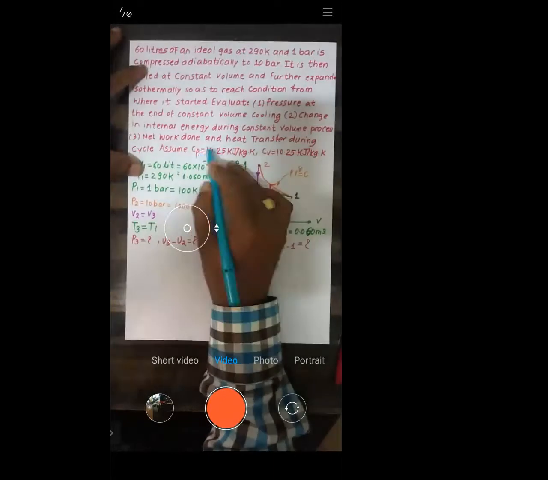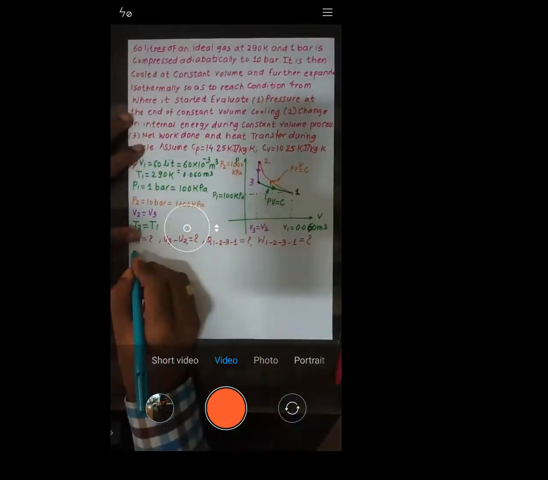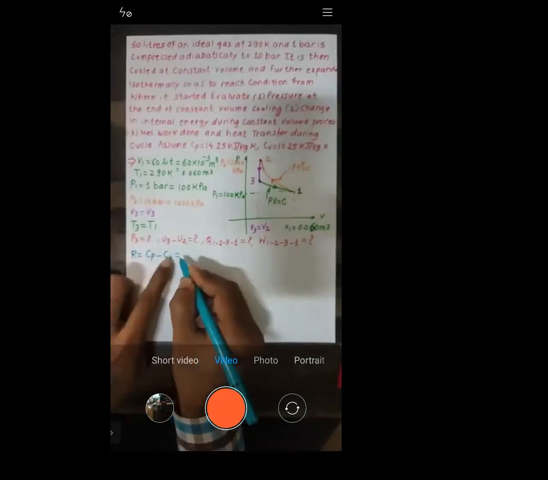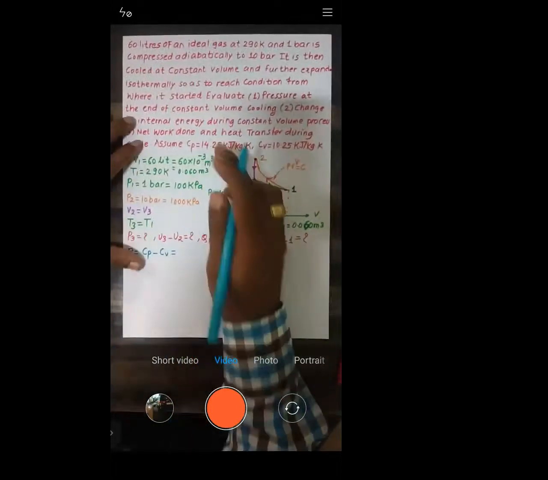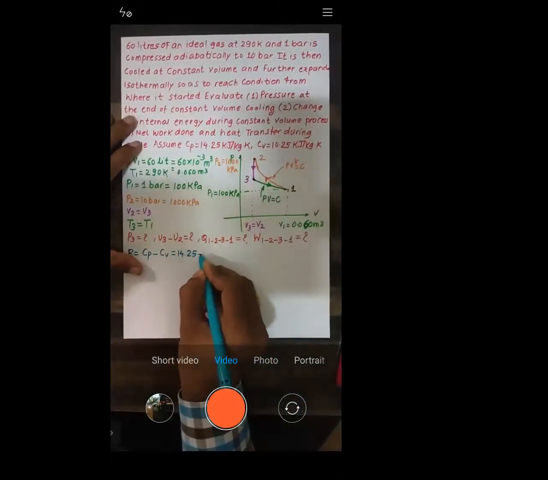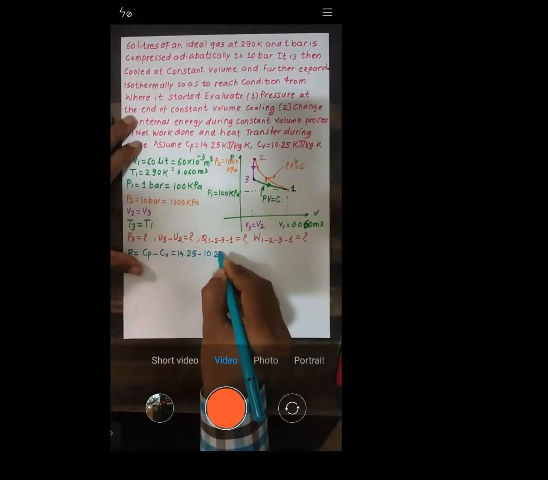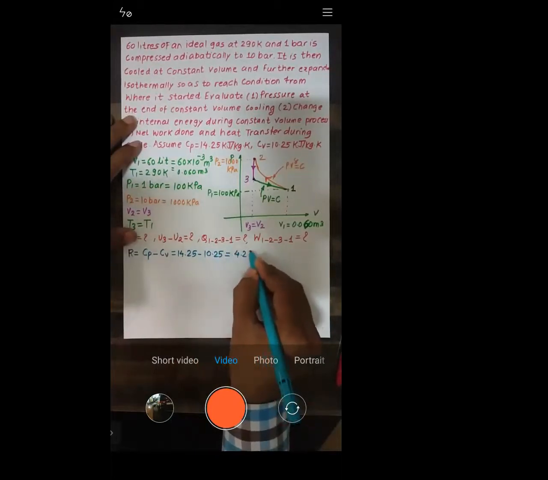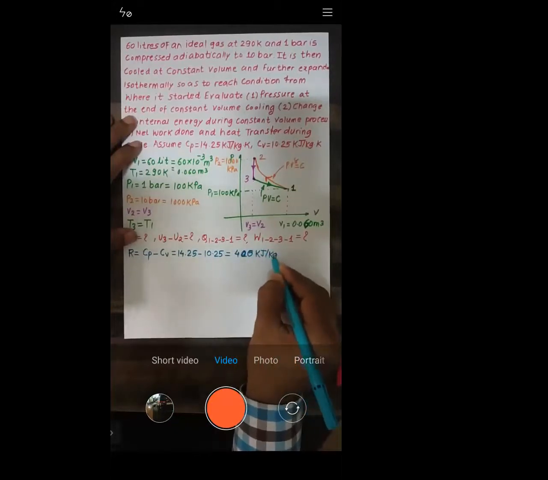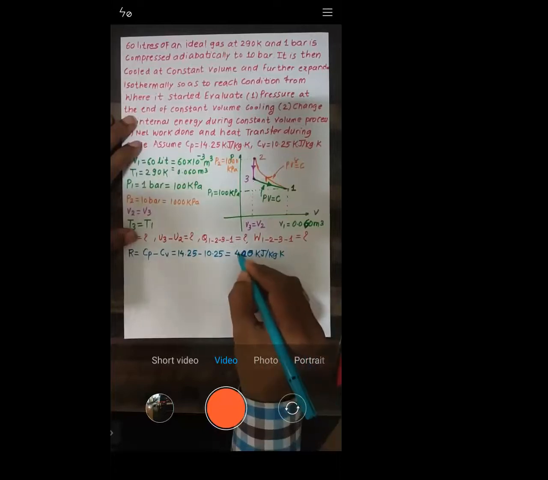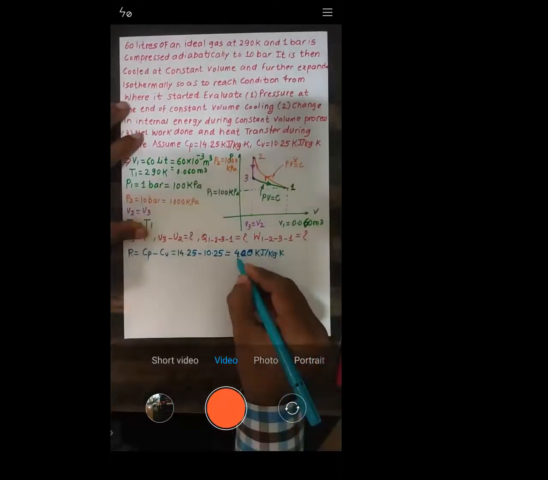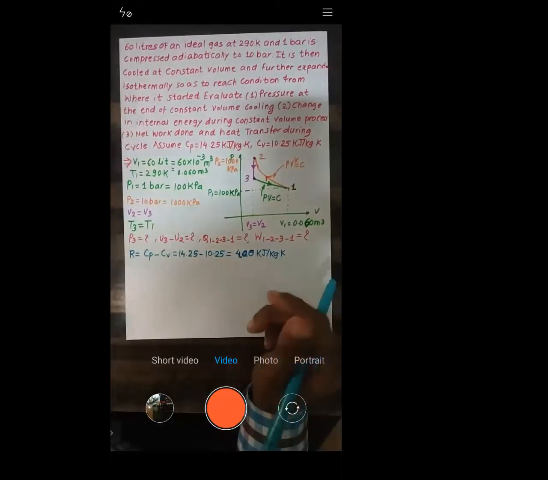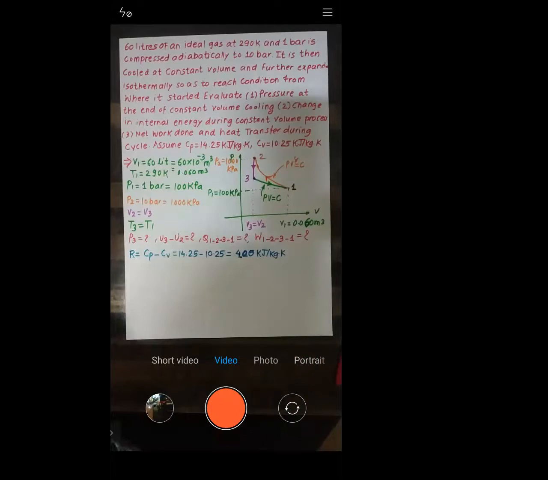Cp is this, Cv is this. We should know R. How do we calculate R? R is given by the difference between Cp and Cv. This you already know; we have taken the derivation. Difference between Cp and Cv is R. Cp minus Cv, 14.25 minus 10.25, gives 4 kilojoule per kg Kelvin. So this is how we calculate R.